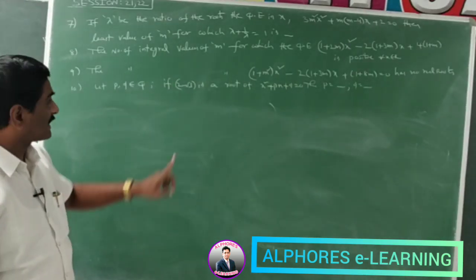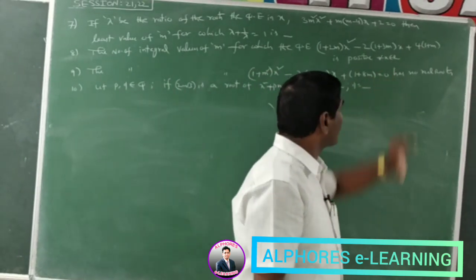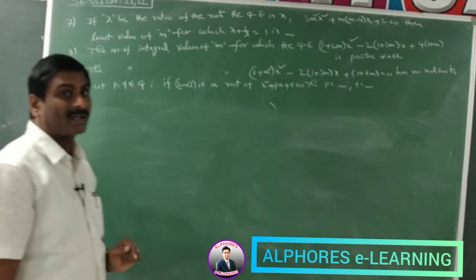(1 plus m) square into x square minus 2(1 plus 3m) x plus 1 plus 8m is equal to 0 has no real roots. That means delta less than 0.